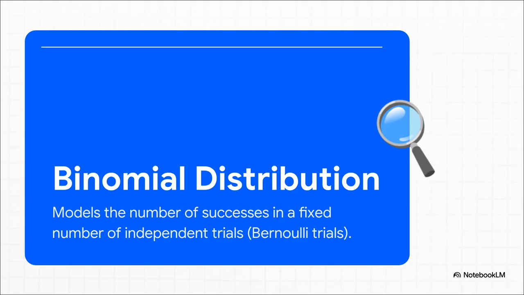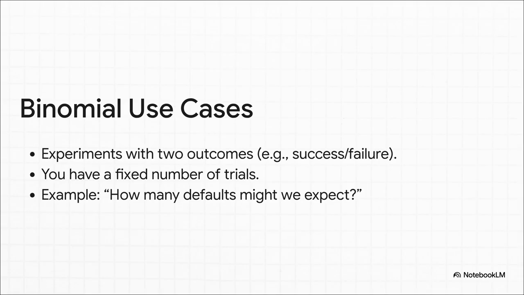To do this, we use what I like to call story templates, or as they're officially known, probability distributions. The first one is the binomial distribution. It tells the story of any experiment that has only two possible outcomes, success or failure, that you repeat a fixed number of times. The classic example is flipping a coin 10 times and counting how many times it lands on heads.